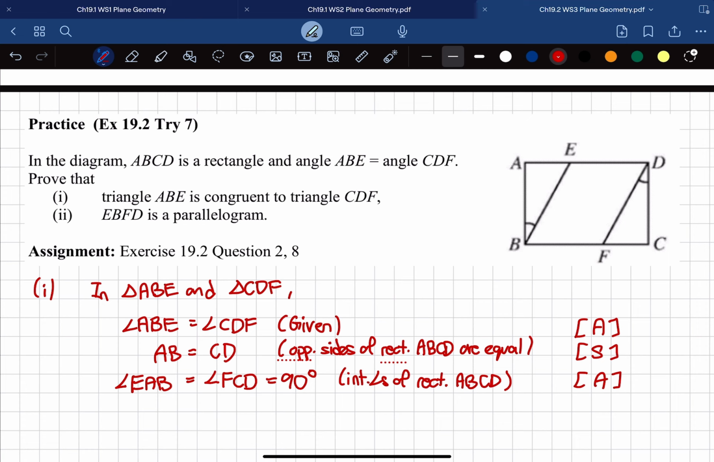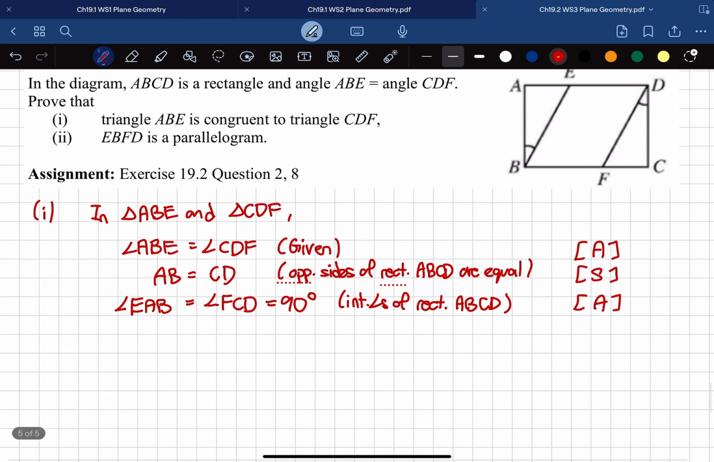So therefore from here I can make the conclusion that triangle ABE is congruent to triangle CDF, and this is by the ASA congruence test. Okay, this is for part 1.